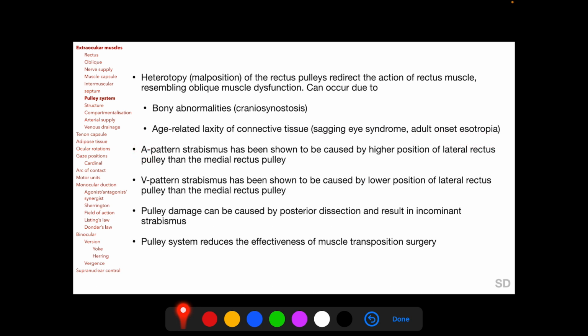A-pattern strabismus has been shown to be caused by a higher position of the lateral rectus pulley as compared to the medial rectus pulley, and V-pattern strabismus has been shown to be caused by a lower position of the lateral rectus pulley as compared to the medial rectus pulley. Pulley damage can be caused by posterior dissection during surgery and may result in concomitant strabismus. Also, the pulley system reduces the effectiveness of muscle transposition surgery.